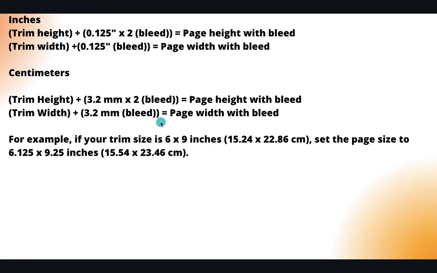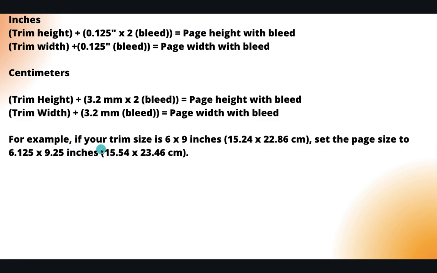So what is the formula? For inches, the trim height plus 0.125 times 2, that is the bleed size, and then it will give you the page height with bleed. And if you want to go into centimeters, then obviously you will not consider inches, you will consider 3.2 mm, and the rest of the formula would be the same.